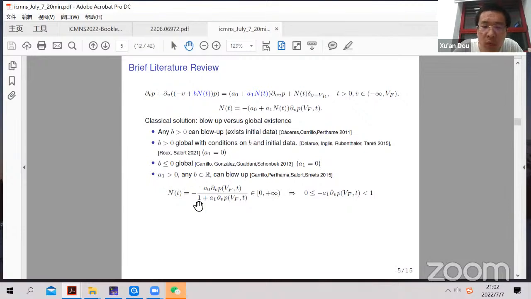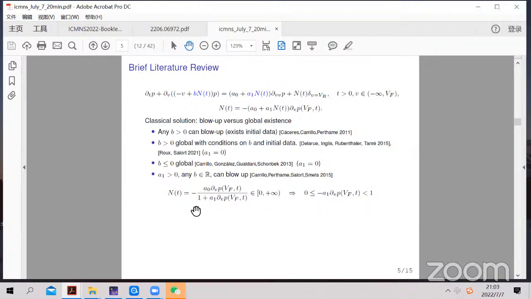No, we just interpret that if this constraint is satisfied, then n of t is given by this function, and if this constraint is violated, then n of t is infinity. Okay. So I wanted to be sure it's not an issue.